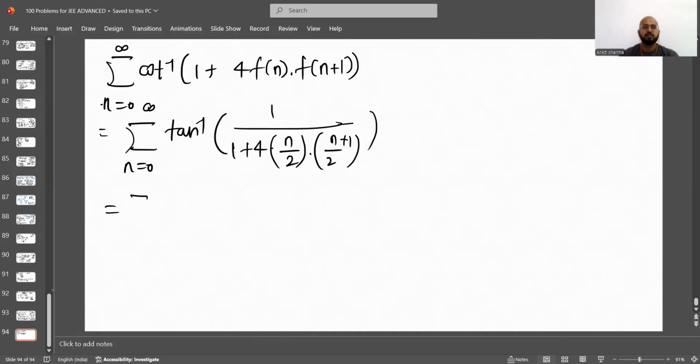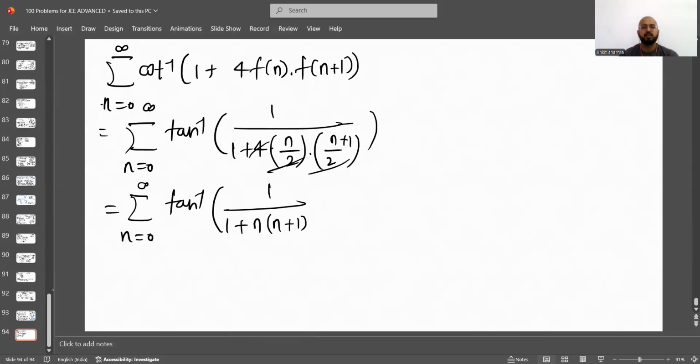This part we have now, this turns out to be telescoping. So sigma n is equal to 0 to infinity of tan inverse of 1 over, this 4 gets cancelled, so I get here n into n plus 1.